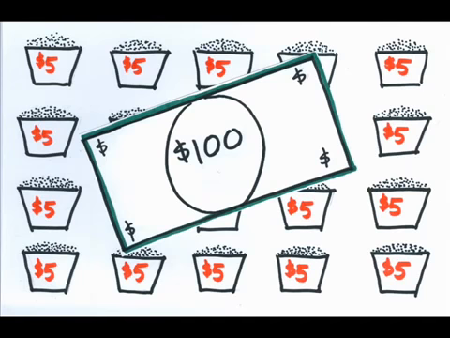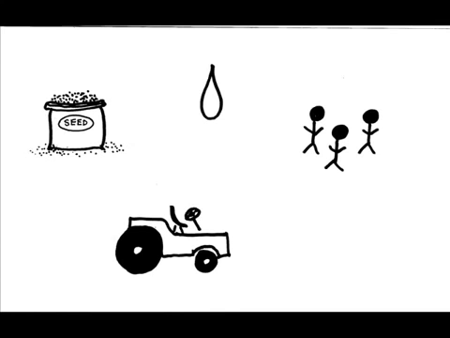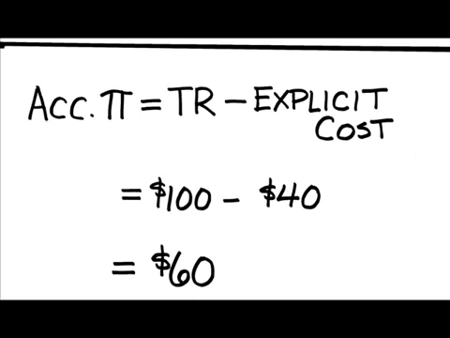The farmer's explicit costs of production are $40. Remember that explicit costs are the direct cost of purchasing resources. What might this $40 represent? Maybe seeds, irrigation, machinery, or workers? What's the farmer's accounting profit then? Accounting profit is the total revenue minus the explicit cost. So in this case, you have $60 of profit.